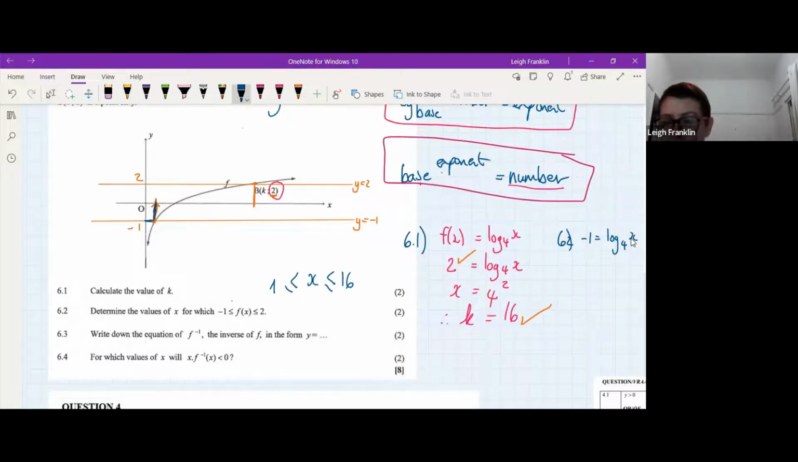Hopefully everybody is shouting out and saying, yes, we know how to do this. It means we would have x is equal to 4 to the power of -1. Number equals base to the power of exponent. So that means, Matrix, that x would be equal to 1 over 4. So that's what's got to go in here. This is 1/4.